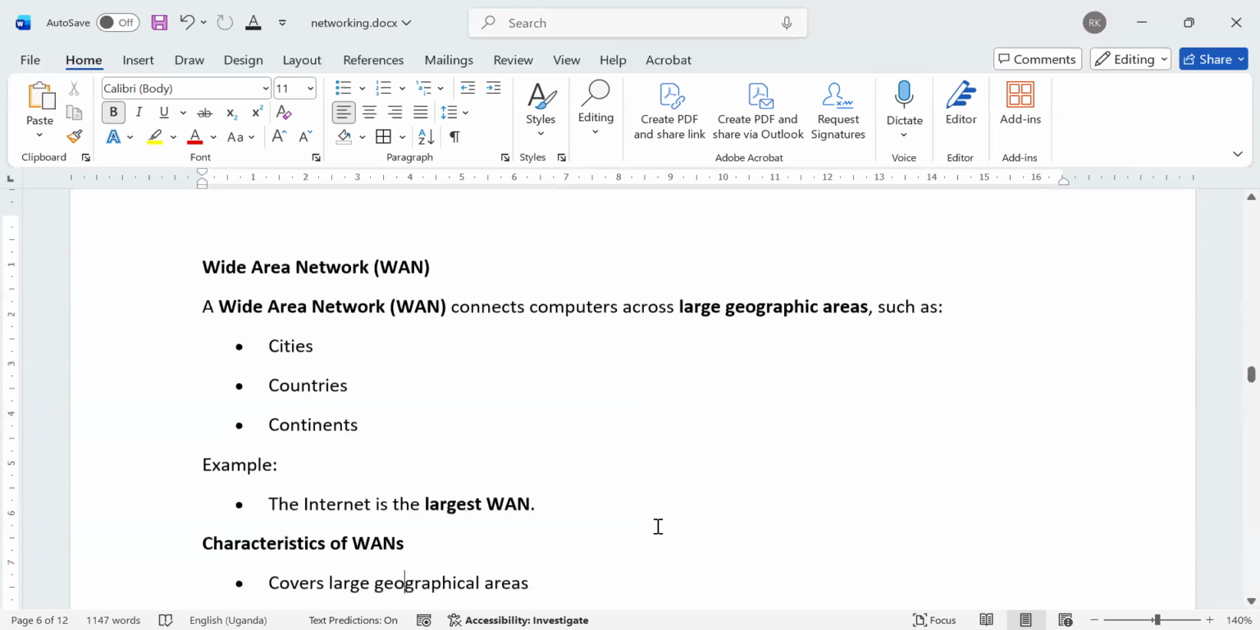Then we have what we call the wide area network. That is the one. So this one now connects cities, countries, and continents. And the wide area network is also referred to as the internet. Wide area network, you can also refer to as the internet. It connects countries, cities, continents.